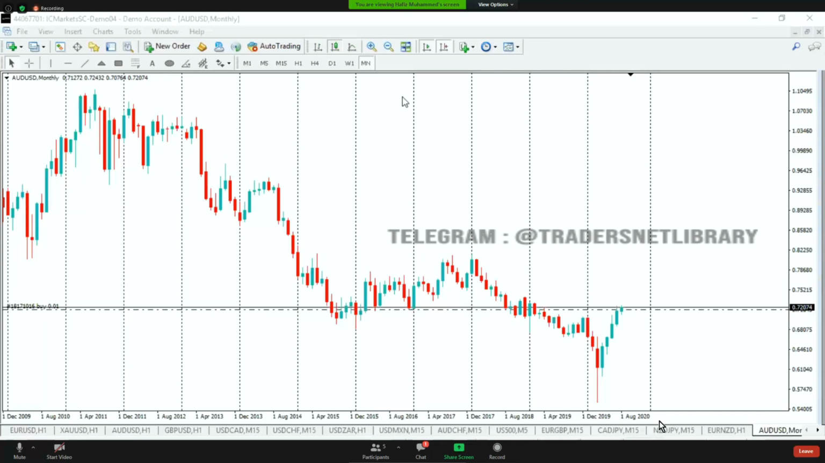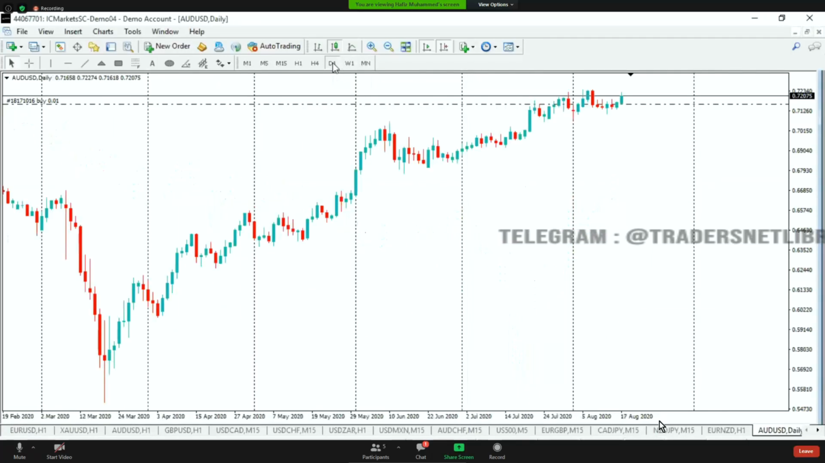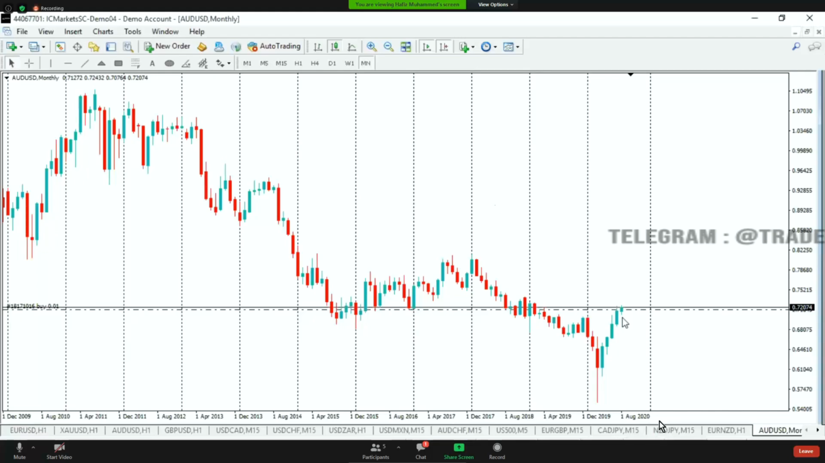Alright, so I was still explaining that you start from the monthly chart, thereafter you go to the weekly chart, thereafter we go to the daily chart. Those are the direction bias timeframes. So you have to make sure that the current bias is bullish on the monthly, as you can all see.